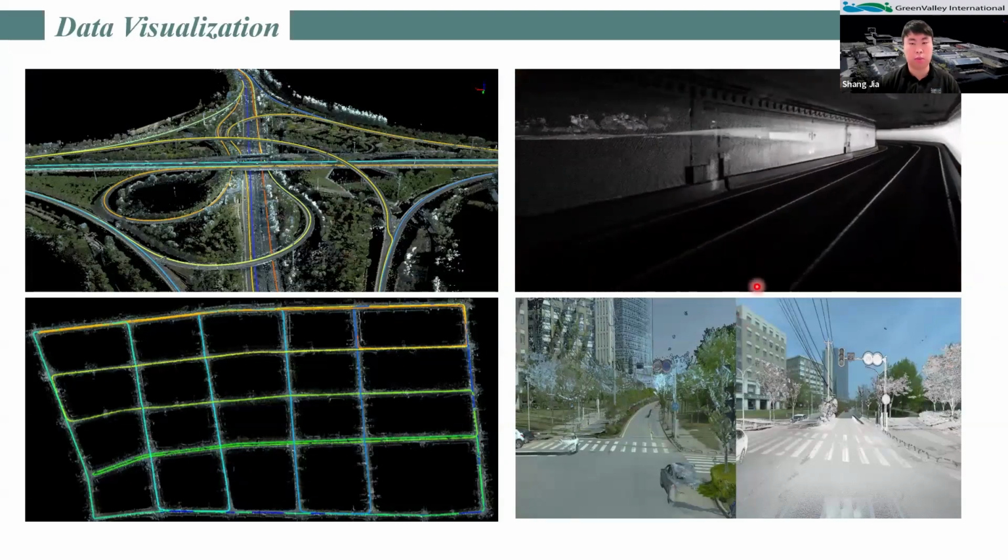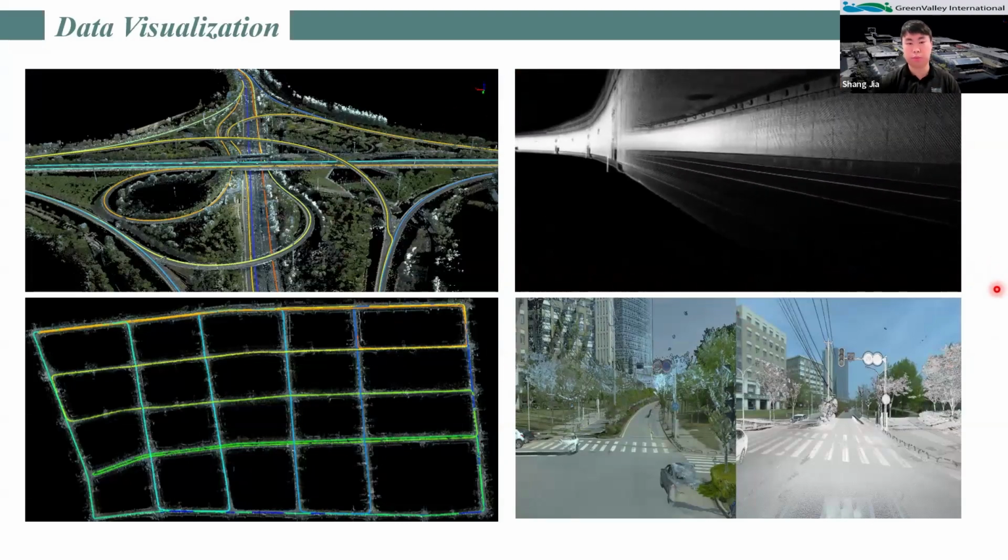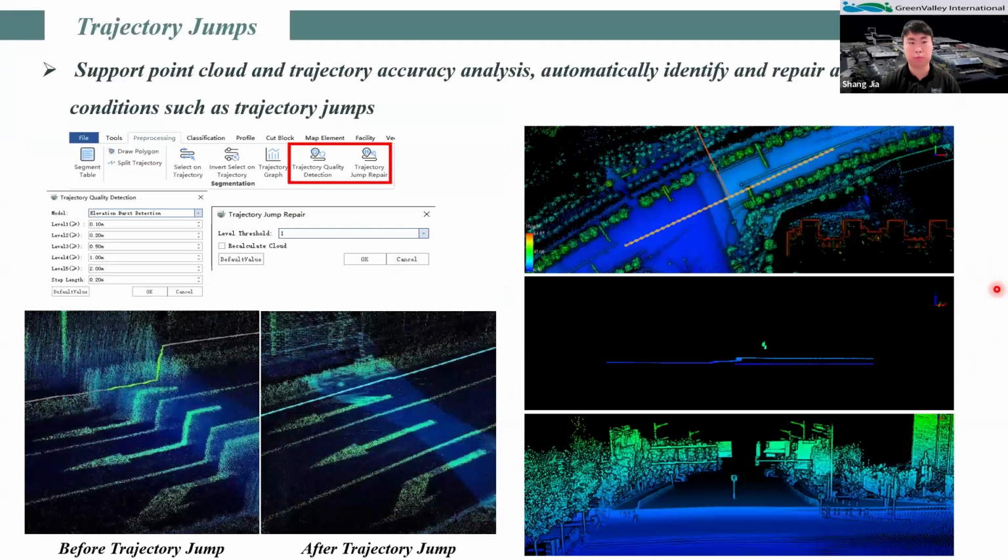Here are a couple of examples of the data visualization. As I mentioned before, it supports removing trajectory jumps. As you can see here, before there is a trajectory jump with an elevation change, which is obviously incorrect. After the trajectory jump repair, it now looks like a normal data set.